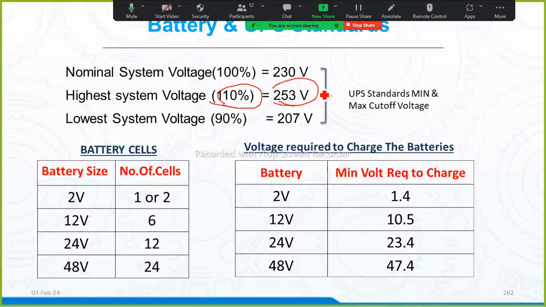We'll have a small voltage relay. Okay, relay. That relay will sense the low voltage and automatically it will make the switch from NO to NC and it will start discharging the battery power to the load and the main power will be off.